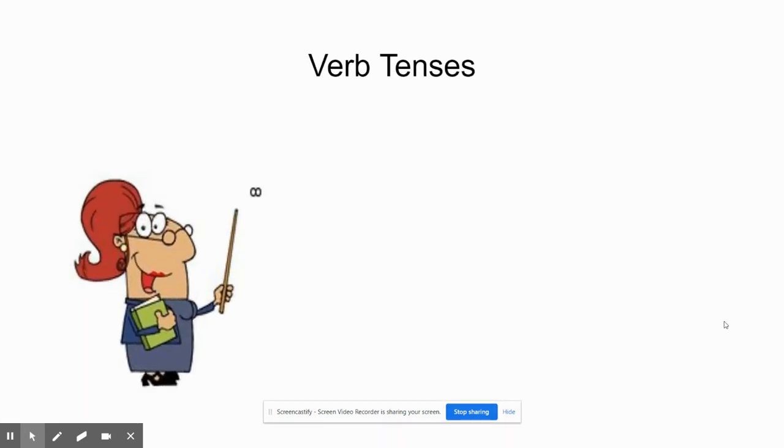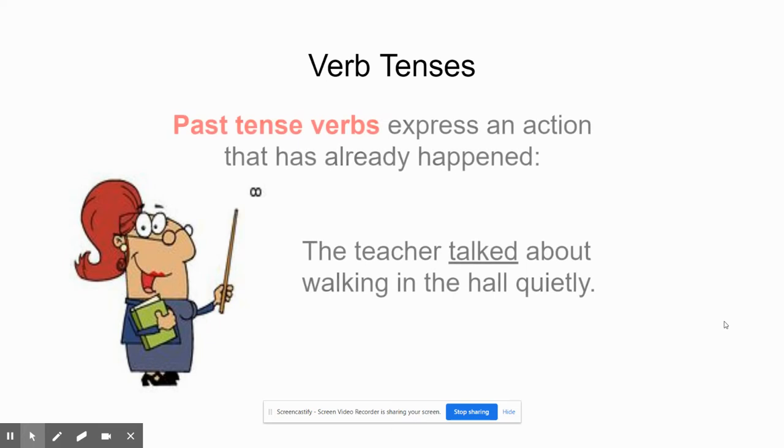Let's look at another verb tense. Past tense verbs express an action that has already happened. The teacher talked about walking in the hall quietly. Right? Talked tells us it already happened.